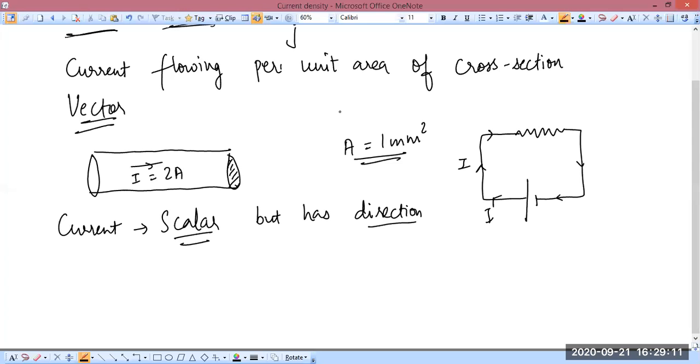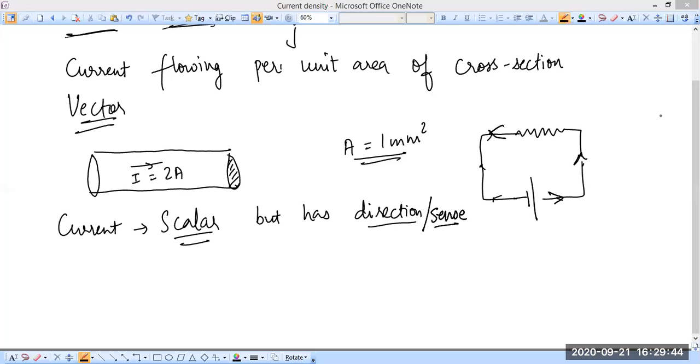Its direction is fixed from positive to negative of what? I could reverse the battery, then the direction will change, wouldn't it? So that's why you can't really say that its direction is fixed. It would change. It would now flow like this, right? Okay. So current is a scalar, but it still has a direction. Actually, some people like to say it has a sense, that is either this way or that way. But anyways, more about it will come later, right?